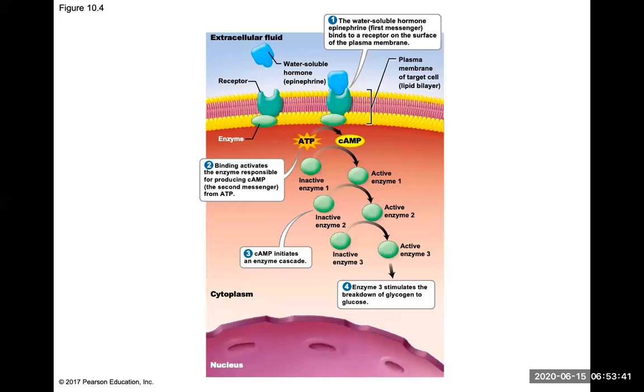So this is a look at how a water-soluble hormone has to bind to a receptor on the outside of the membrane because it can't get through that lipid bilayer. And the example it gives us here is it activates the conversion of ATP to cAMP. And this cyclic AMP has a lot of different functions in cells and in the body.